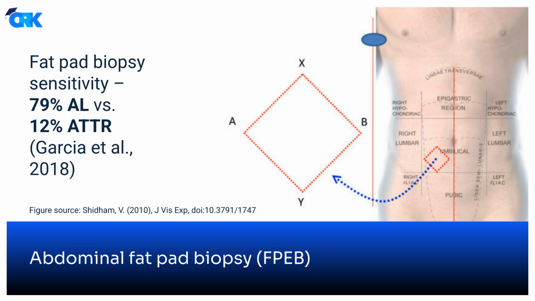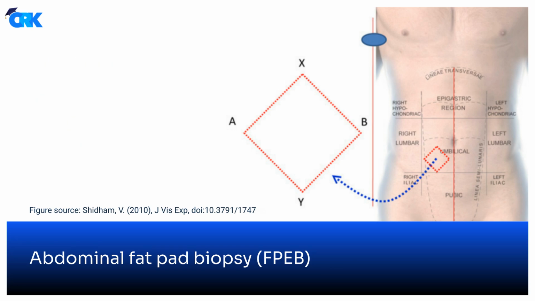Even large biopsy samples, those exceeding 700 cubic millimeters, do not significantly improve yield for ATTR, particularly wild-type ATTR, which often lacks sufficient deposition in fat tissue. So while FPEB can rule in systemic amyloidosis, it should never delay cardiac-specific testing when ATTR-CM is suspected.